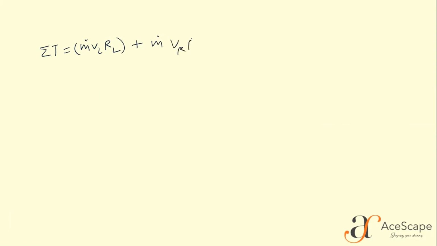The torque is equal to mass flow rate into velocity into the arm, plus mass flow rate into velocity into the arm on the other side. I have said that this is the same, right? Here it is plus because of the anti-clockwise direction, and the same for the other side. So now we can write 2 m dot v into r. Now what is m dot? Rho A v, and this v.